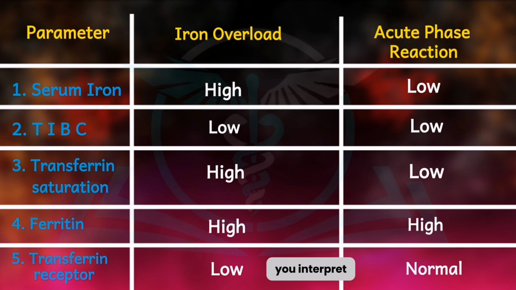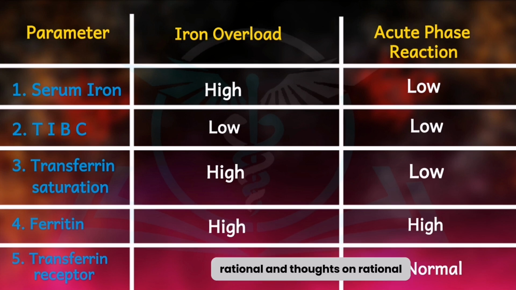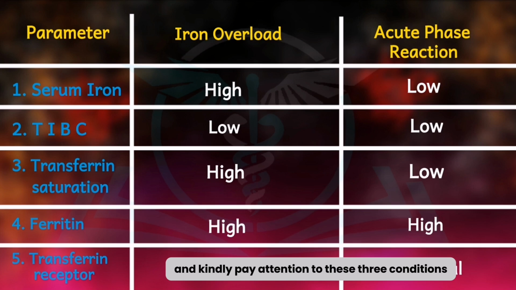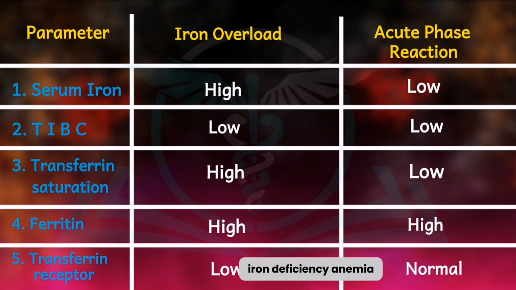Okay, you interpret the iron studies based on reasoning, rational thoughts, or rational assessment, analysis of the condition you are evaluating. And kindly pay attention to these three conditions: iron deficiency anemia, anemia of chronic disease, and then iron overload. These are the conditions usually tested in exams, so I've focused on these conditions.